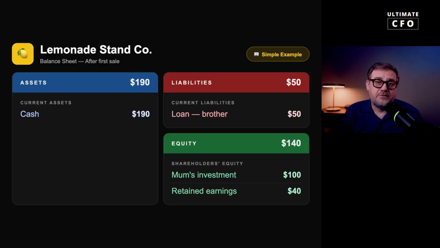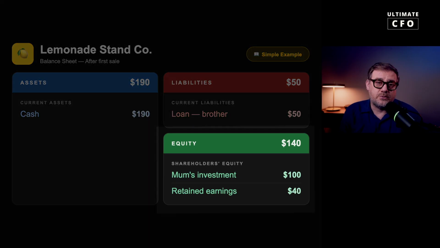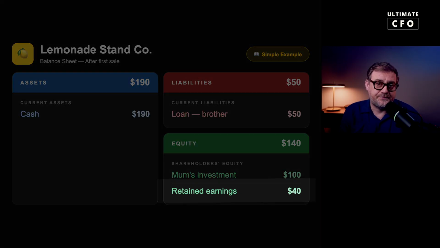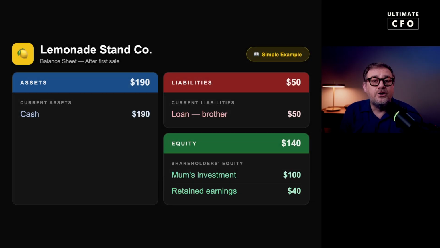Where does this profit go on your balance sheet? It goes straight into equity. Specifically, this goes into a line called retained earnings. This is the first time you see equity growing, not because somebody invested new money, but because the business actually made money by itself and it is worth more now.